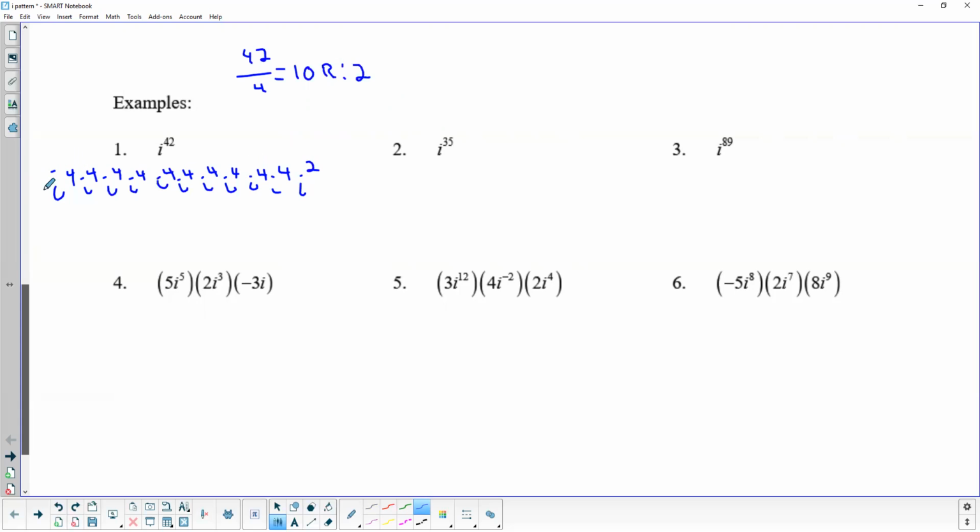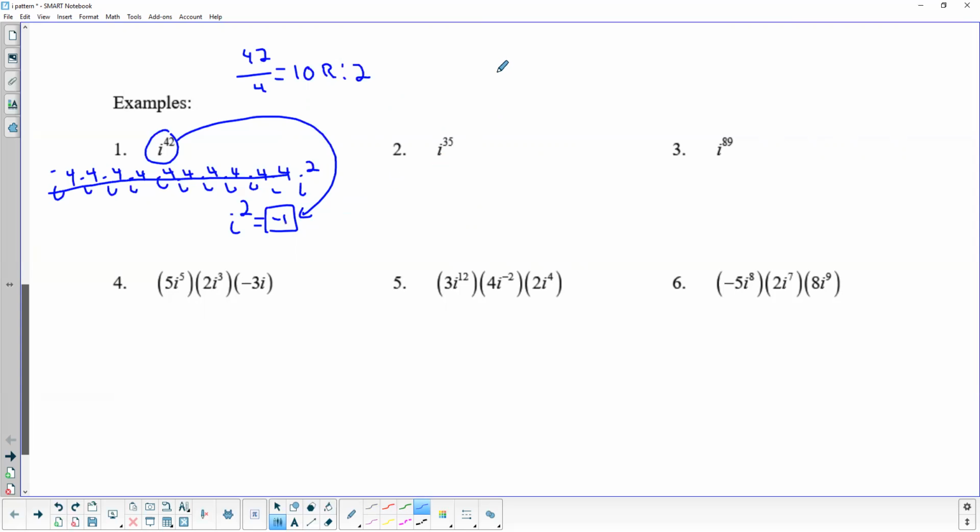We already know that anything i to the fourth is 1, so these all essentially are 1. It's going to end up being 1 times i squared, which is just i squared. And we know that i squared is -1. So we reduce i to the 42nd power all the way down to -1, just by knowing how many times 4 goes in.